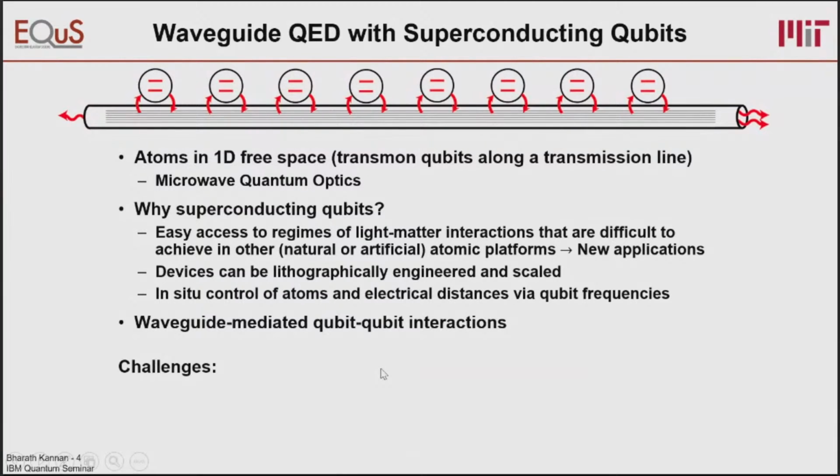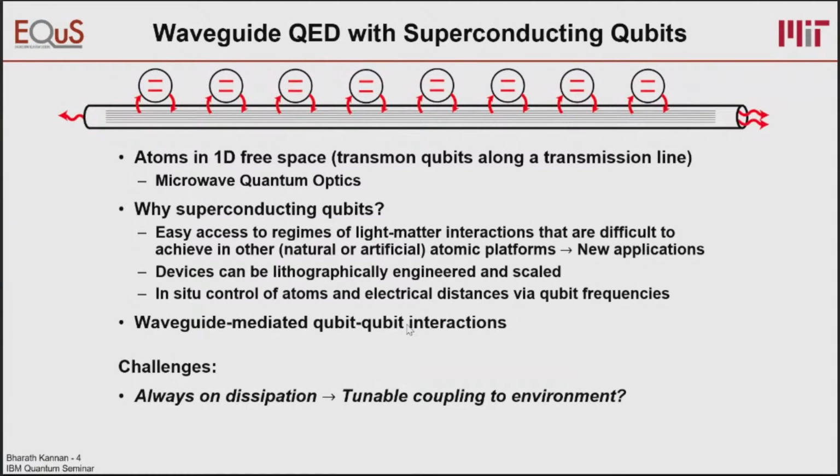The next question is, what are the challenges that one typically has to deal with in waveguide QED? I would say the primary one is the fact that, because the atoms are strongly coupled to this open dissipative environment, your qubits are always subject to dissipation. When we want to do tasks that don't involve dissipation, like initializing the qubit, that can prove troublesome. So what we want to think about is whether it is possible to come up with a way of having a tunable coupling to the environment that I care about.